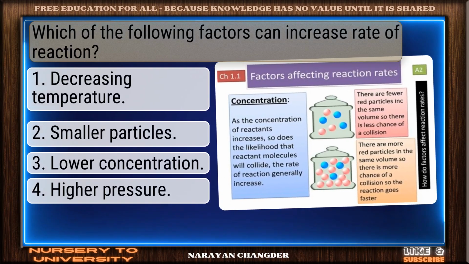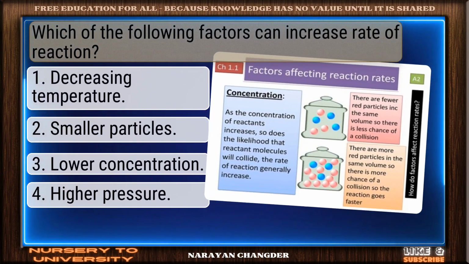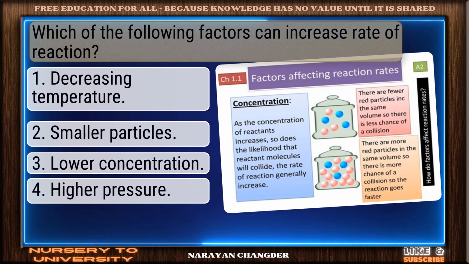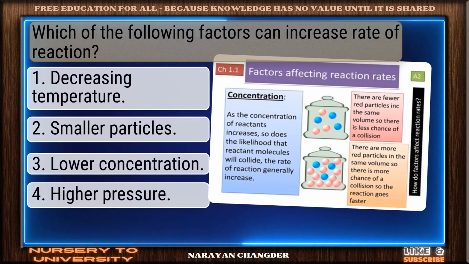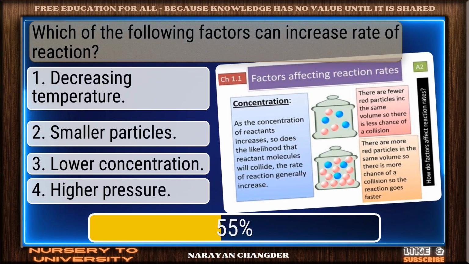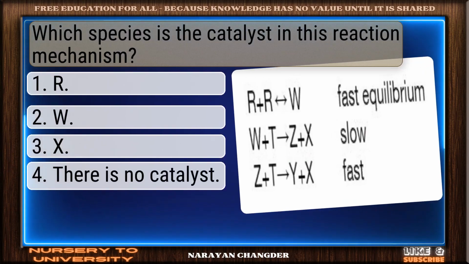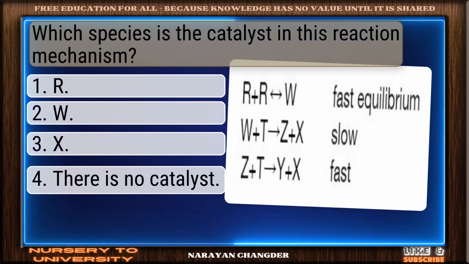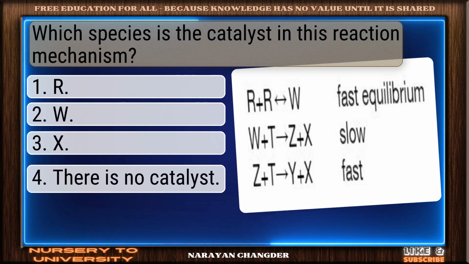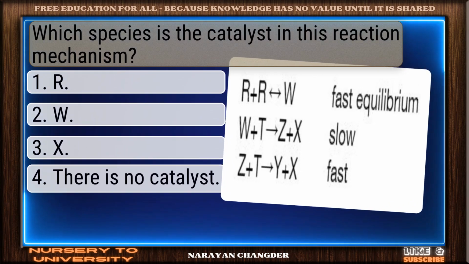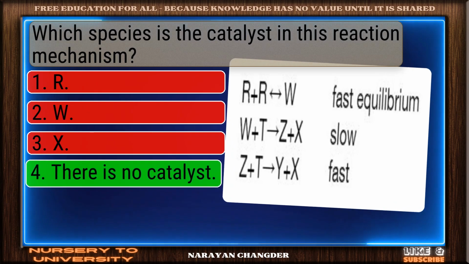Which of the following factors can increase rate of reaction? Option 1, decreasing temperature. Option 2, smaller particles. Option 3, lower concentration. Option 4, higher pressure. Great job, smaller particles. Which species is the catalyst in this reaction mechanism? Option 1, R. Option 2, W. Option 3, X. Option 4, there is no catalyst. Yes, there is no catalyst is right.